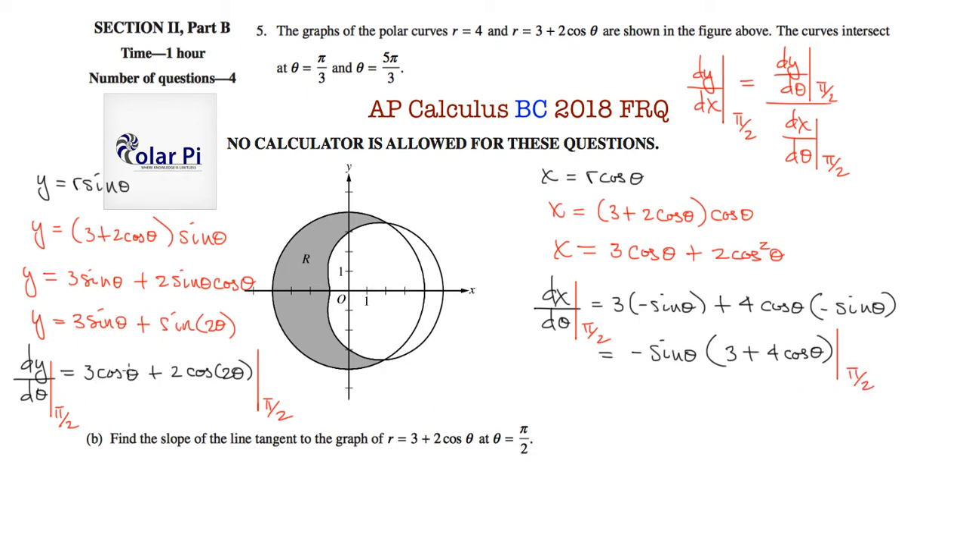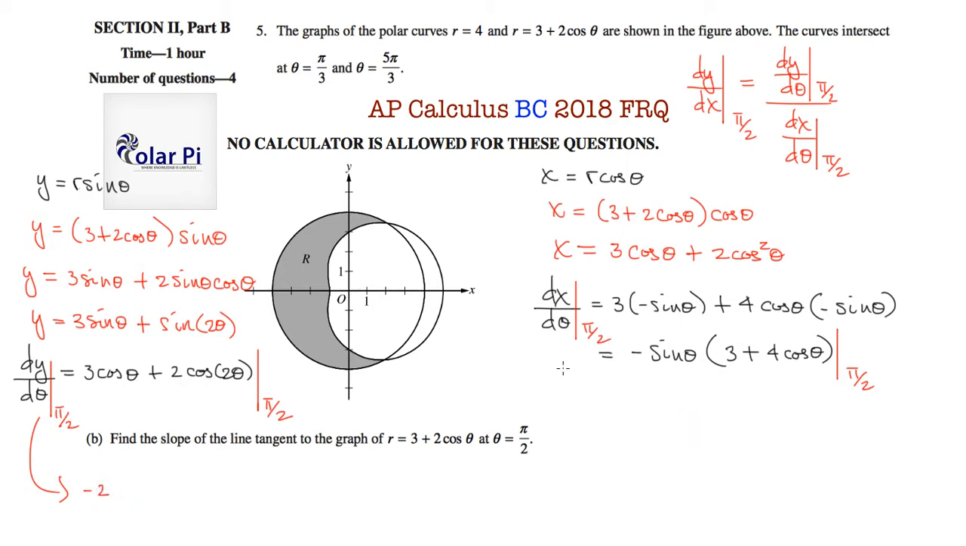Okay, and what happens? Well, when we evaluate at pi over 2, cosine of pi over 2 is 0, so this part is 0. And then we've got 2 times cosine of 2 times pi over 2, so 2 times cosine of pi. Cosine of pi is negative 1. So we have that dy d theta evaluated at pi over 2 is 2 times negative 1, or negative 2.